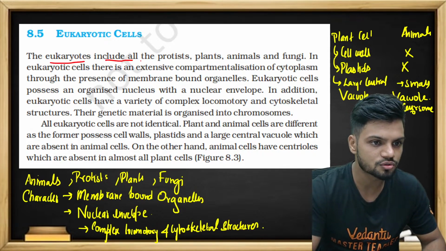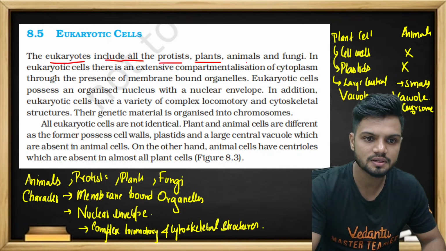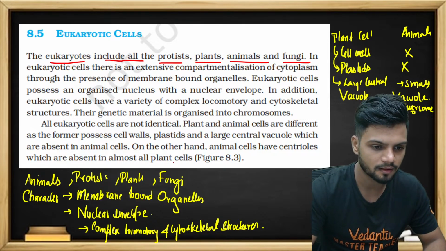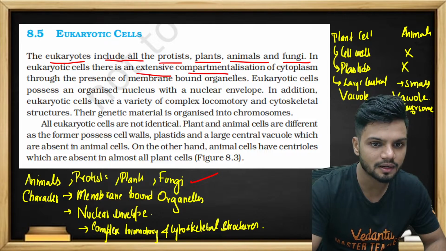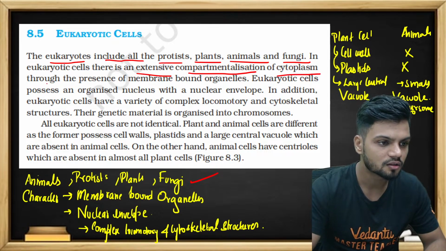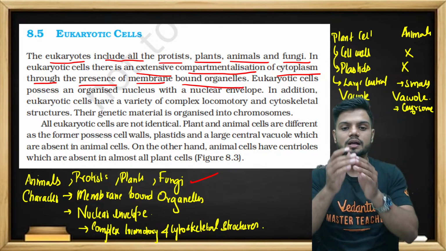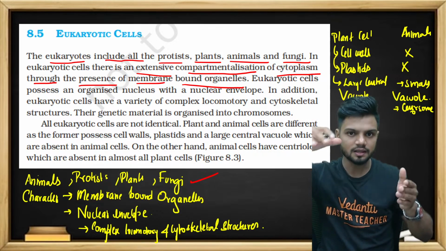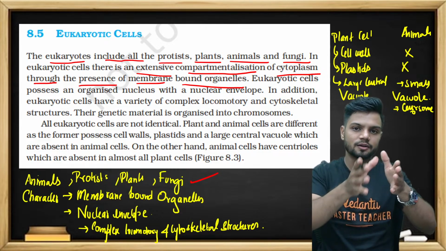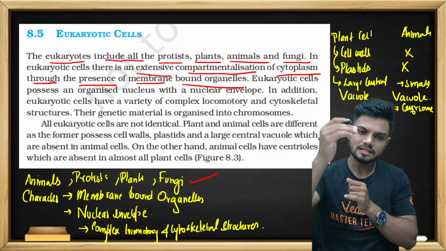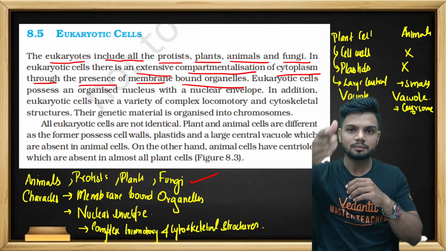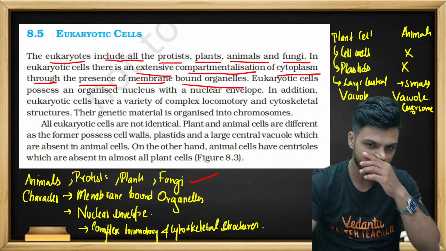Eukaryotic cell includes all protists, animals, plants, and fungi. In eukaryotic cell, there is an extensive compartmentalization of cytoplasm through the presence of membrane-bound organelles. What is compartmentalization? Within one cell, every single part is divided into separate compartments, like how in a train we have compartments. Similarly, in a cell, there are multiple different compartments.